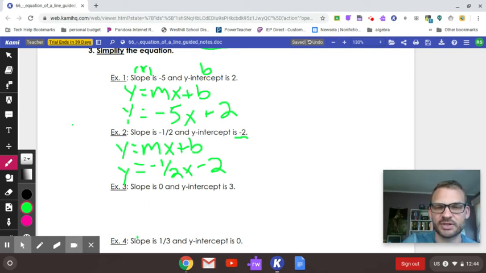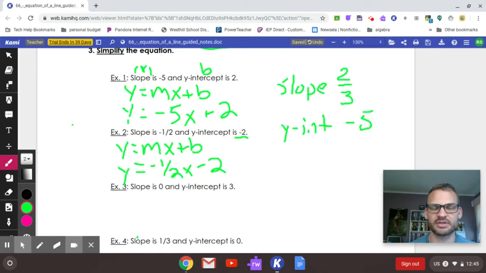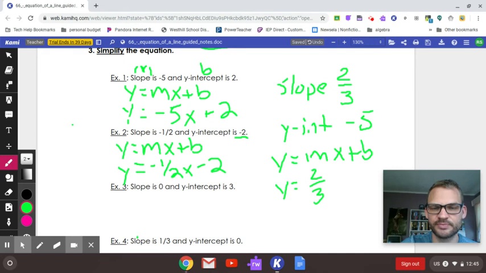Now, what I want you guys to try on your own is a slope of 2/3 and a y-intercept of negative 5. So pick the answer that would have a slope of 2/3 and a y-intercept of negative 5. So we should have chosen, when we tried this out, y equals mx plus b. We should have y equals, so 2/3, what is our slope? x minus 5. So that should have been your answer.